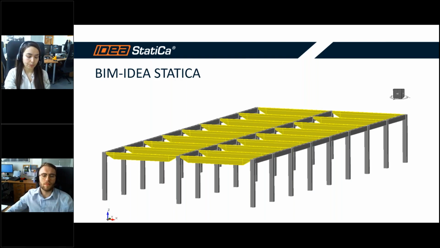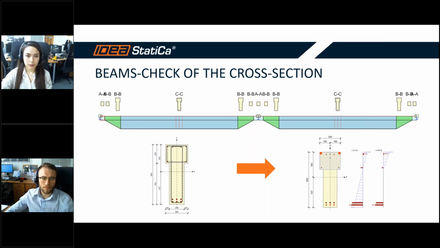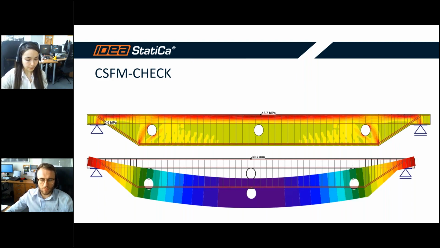Then we will choose, let's say, the most critical BIM, import this BIM into IDEA StatiCa BIM, and do some checks, design of reinforcement, calculation of deflections, and so on. And then we will export, in this case, the whole beam into IDEA StatiCa Detail, input some openings, as you can see on the screen, and perform the analysis and do some checks according to the CSF method, which is a continuous stress field method.